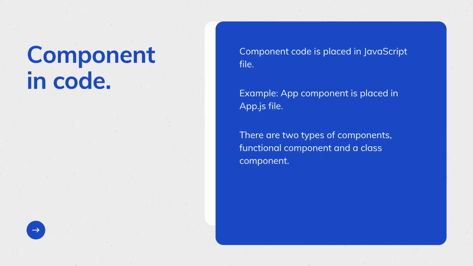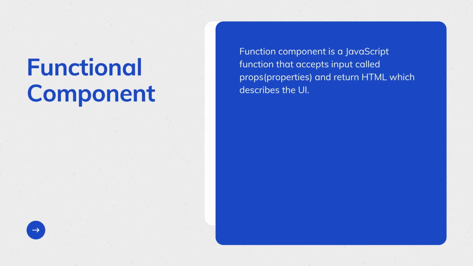Now another thing about components is that you could create components in either of two ways. You could either create a functional component or you could create a class component. Now that we understand what a component is, we need to understand the different types of components. So let's first talk about a functional component. A functional component in JavaScript is simply a function which accepts some input called props and returns HTML which describes the user interface.